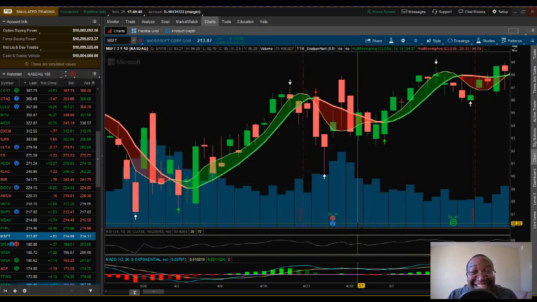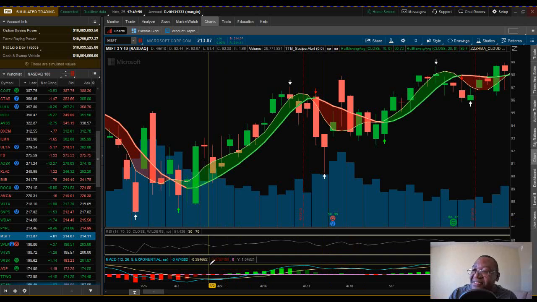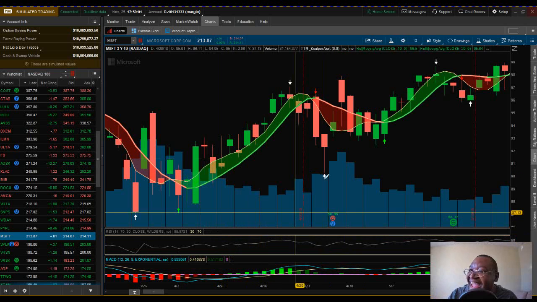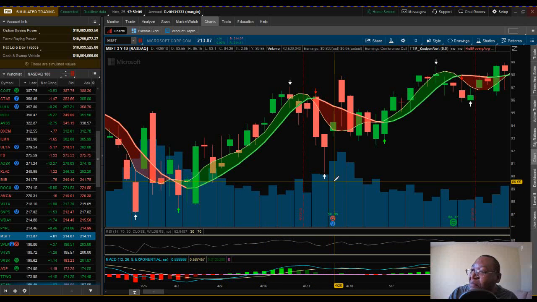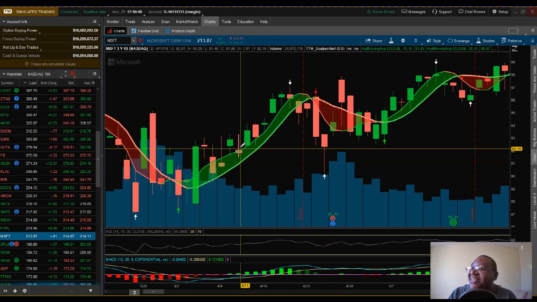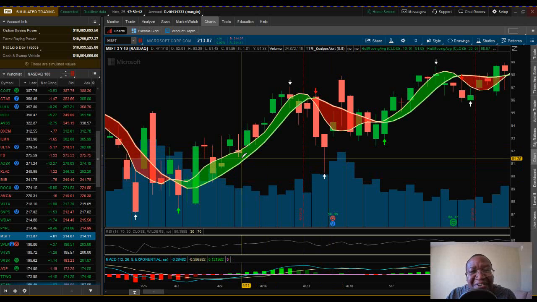This takes the guesswork all out of it, folks. And this is it. This is the basic and effective technical analysis setup right here. You have the MACD, you have the RSI, you have the TTM scalper alert, you have the 10-20 Hull moving average with a cloud.